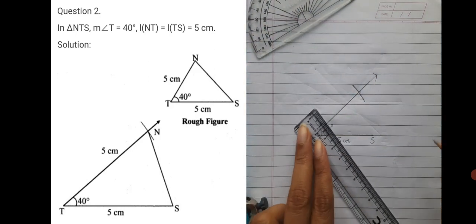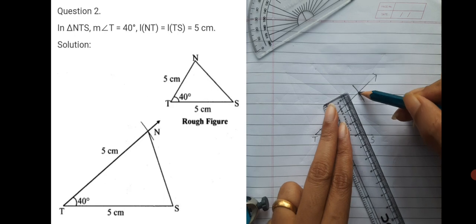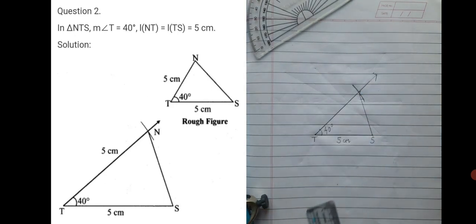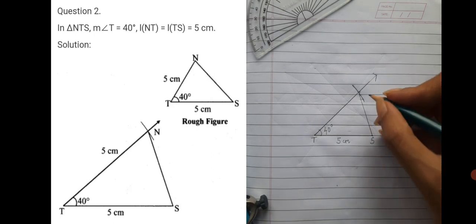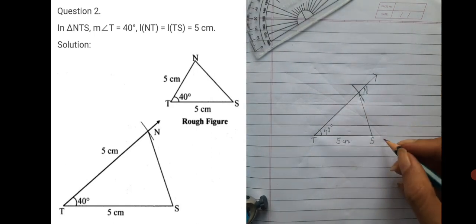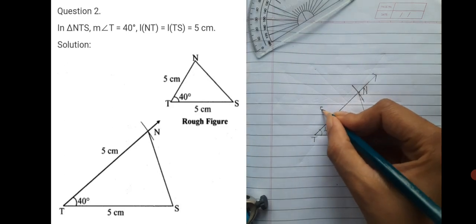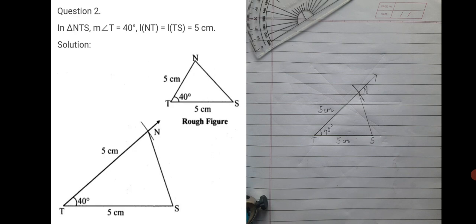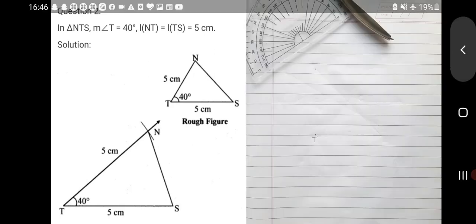Join the point of intersection to point S and name the point of intersection as point N. This way we get a triangle NTS. The side NT is 5 centimeter, which is also equal to TS. So question 2 is completed. Now let's move on to question number 3.